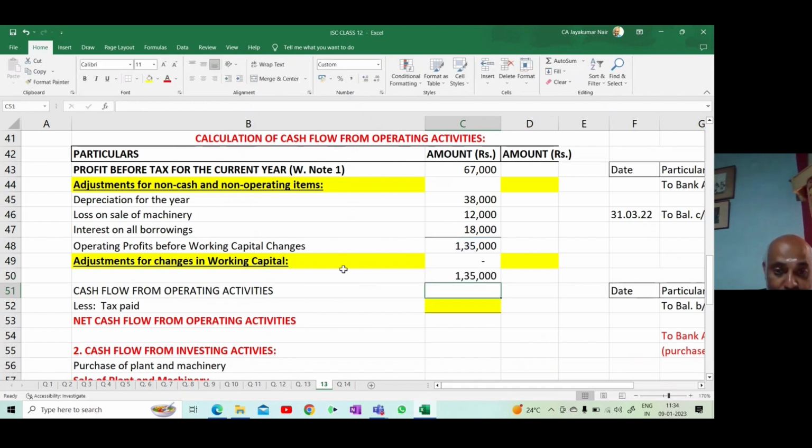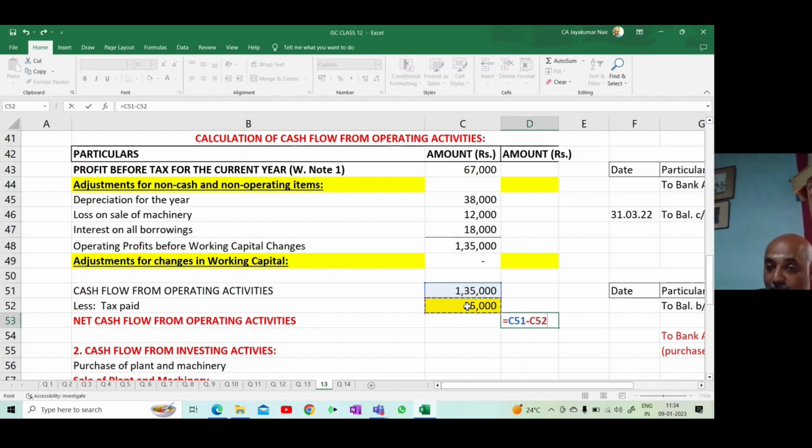Now, from here, what do we have to do? We have to minus the tax paid. How much tax is paid? We know tax paid is 25,000. So this is the total money generated from the operating activities. But out of this, you have paid tax to the government, 25,000. So the net cash flow from operating activities is 1,10,000.